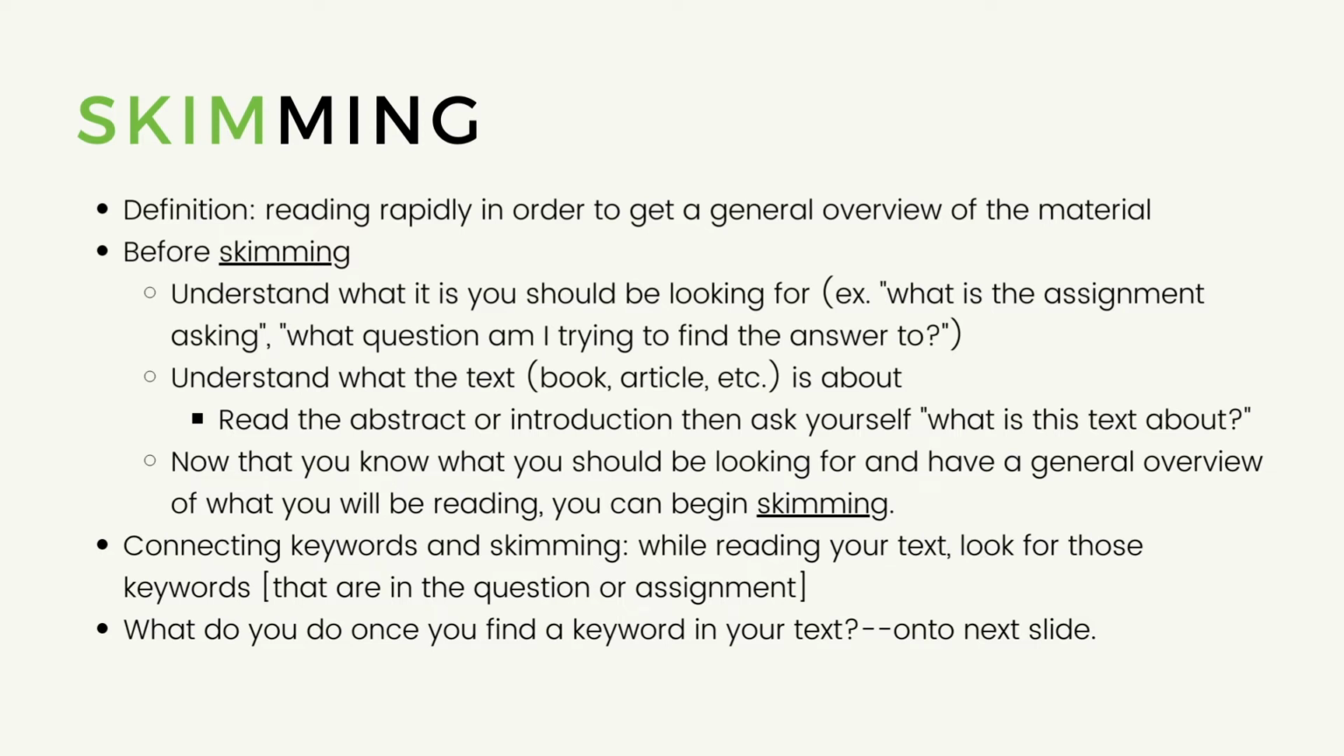The next bullet point that you should do before skimming is understand what the text is about. We talked about this already a little bit, but before you begin reading your text or your book or article or whatever it is, you want to know what the text you're about to read is about. An easy way to do this is to read the abstract or the introduction of the text and then ask yourself, what is this text about? You're not going to know everything that the text is going to say just from reading the abstract or the introduction. You are going to have to read the full text.